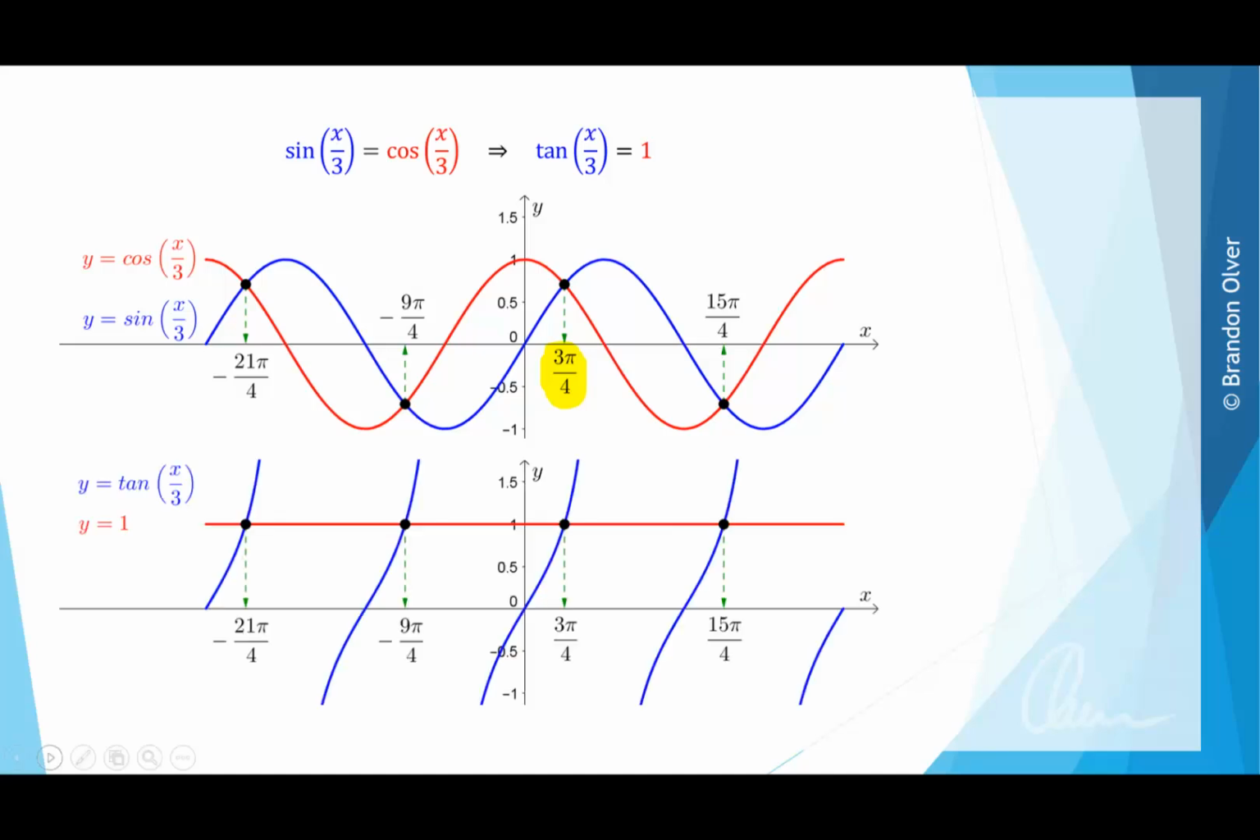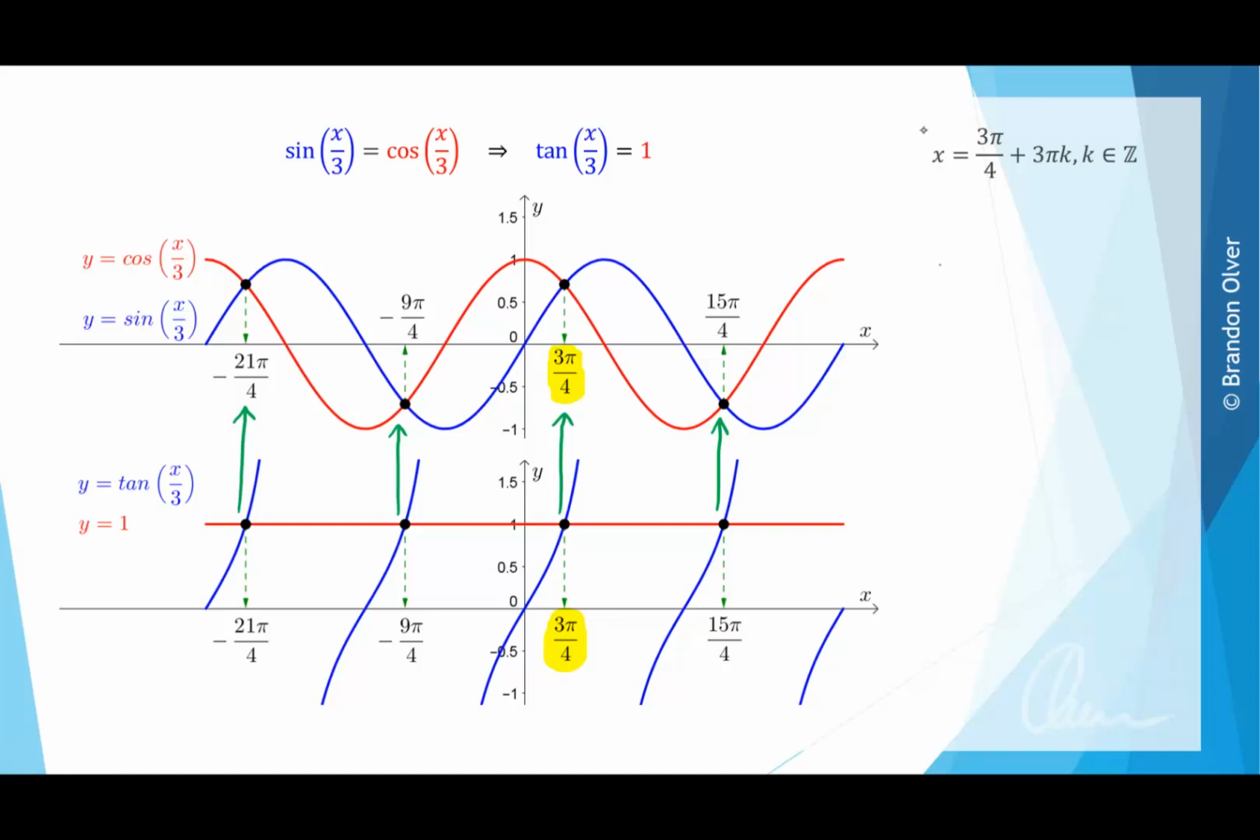All other solutions will just be a period more or less than that value. Our second graph has y equals tan of x divided by 3, graphed alongside y equals 1. And again, we can see the points of intersection between those curves are the solutions that we found before. So again, here is 3 pi on 4, which is a solution. And now you should see that all of these solutions match up. So wherever there's a point of intersection between sine and cos on the first graph, there's also an intersection point between tan and y equals 1 on the second graph below.